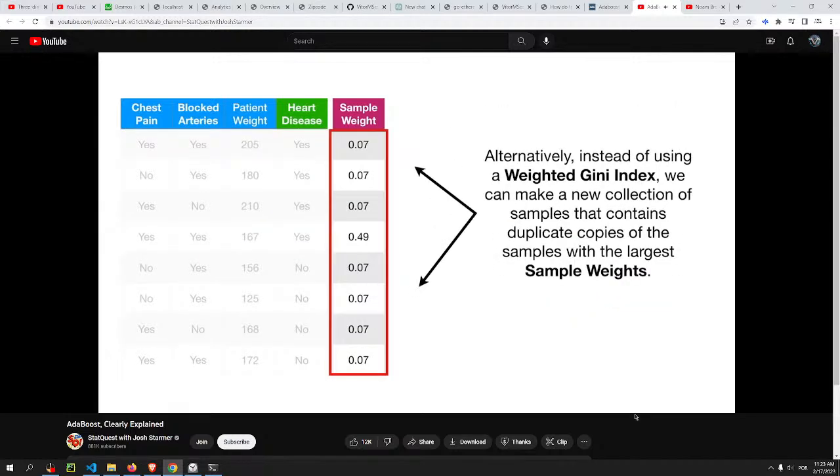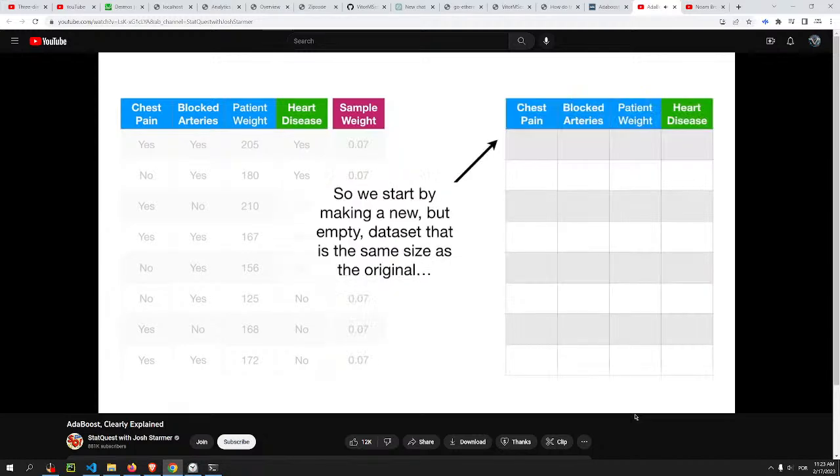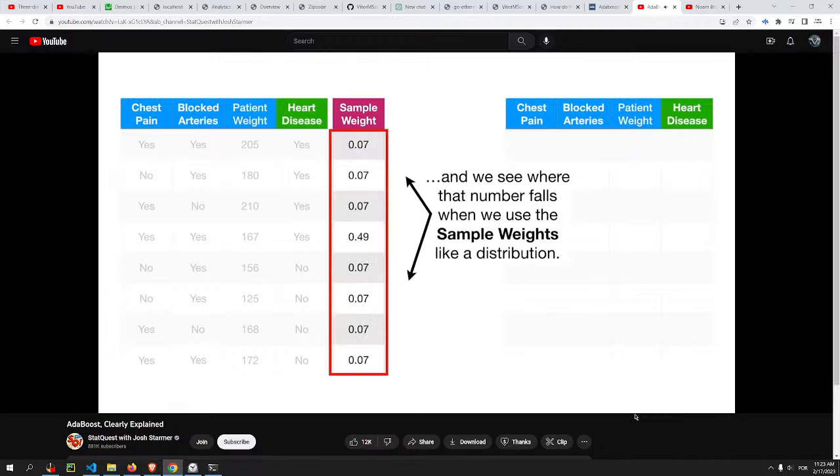Alternatively, instead of using a weighted Gini index, we can make a new collection of samples that contains duplicate copies of the samples with the largest sample weights. So we start by making a new but empty dataset that is the same size as the original. Then we pick a random number between 0 and 1, and we see where that number falls when we use the sample weights like a distribution.